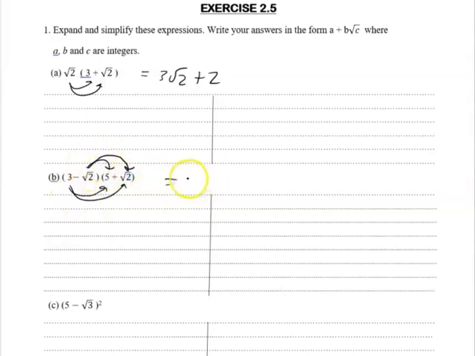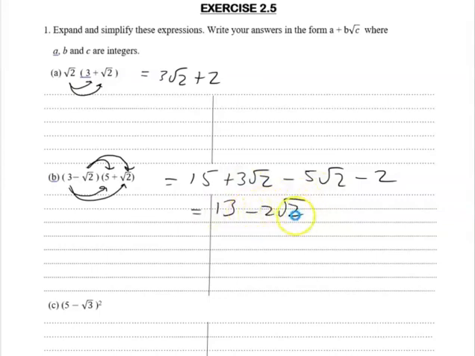Now 3 times 5 is going to give us 15. 3 times root 2 is going to give us plus 3 root 2. Minus root 2 times 5 is going to give us minus 5 root 2. And minus root 2 times root 2 is going to give us minus 2. Now when you collect the like terms, 15 minus 2 is going to give us 13. 3 root 2 minus 5 root 2 is going to give us minus 2 root 2.